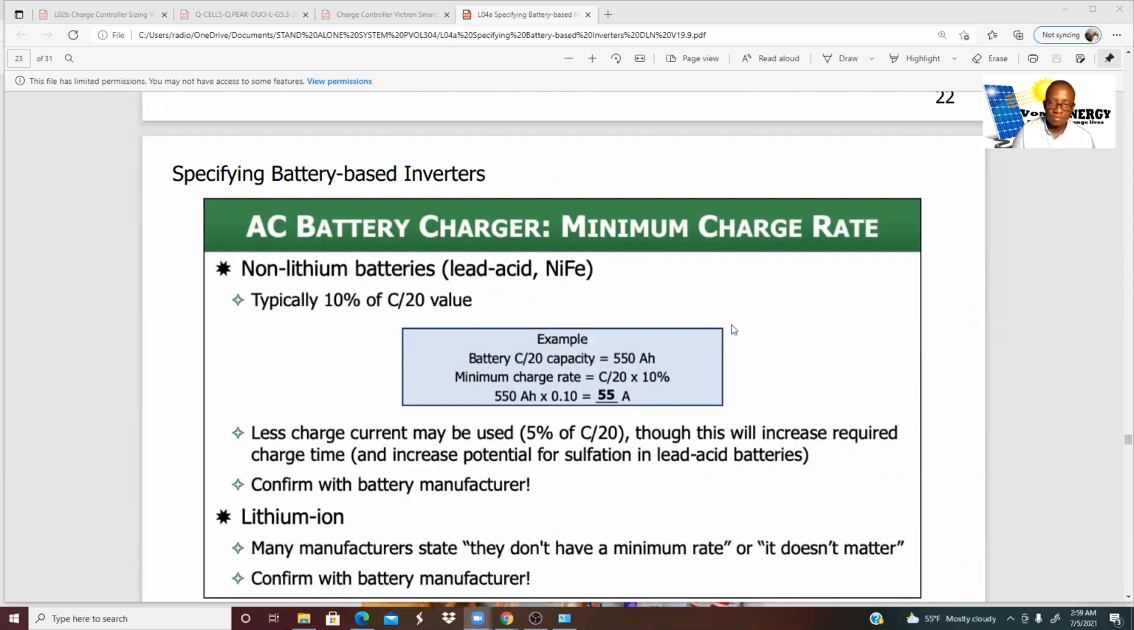AC battery charging minimum charging rate. Now for non-lithium battery, lead acid, nickel-iron, typically 10% of the C20 value. Example, the battery C20 equals 550 amps. The minimum charging rate is the C20 times 10%: 550 amps times 0.10 equals 55 amps.